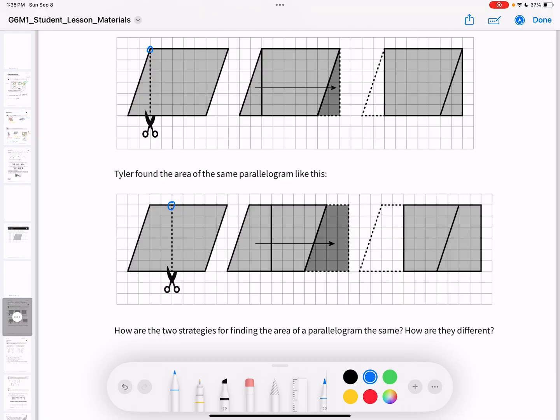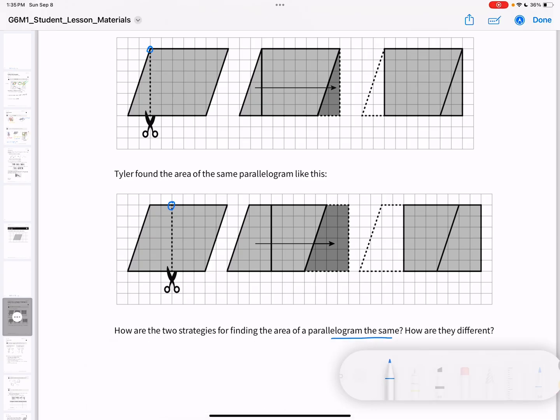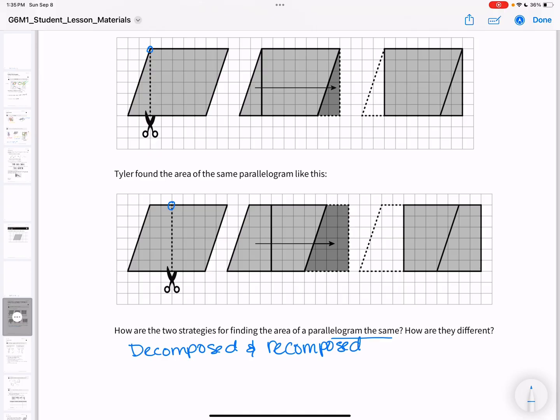How are the two strategies for finding the area of a parallelogram the same? Well, they both decomposed and recomposed into a familiar shape. And that familiar shape is a rectangle.